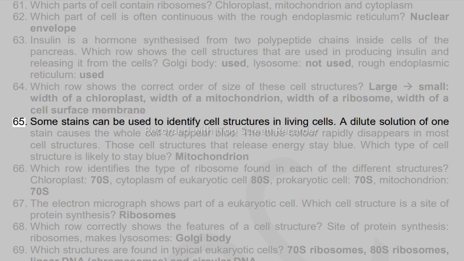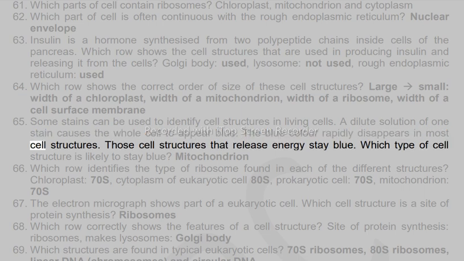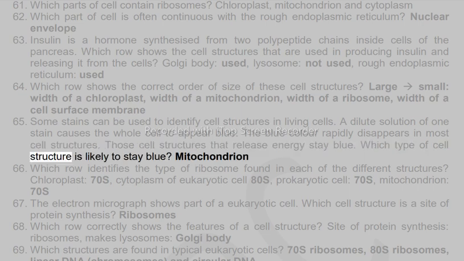65. Some stains can be used to identify cell structures in living cells. A dilute solution of one stain causes the whole cell to appear blue. The blue color rapidly disappears in most cell structures. Those cell structures that release energy stay blue. Which type of cell structure is likely to stay blue? Mitochondrion.